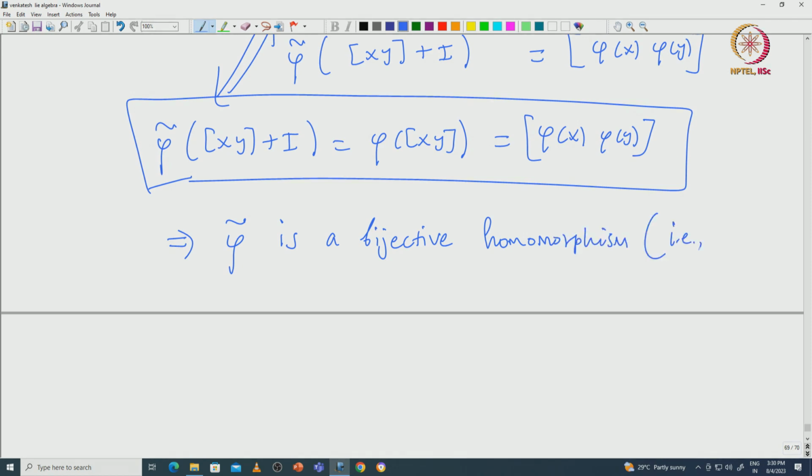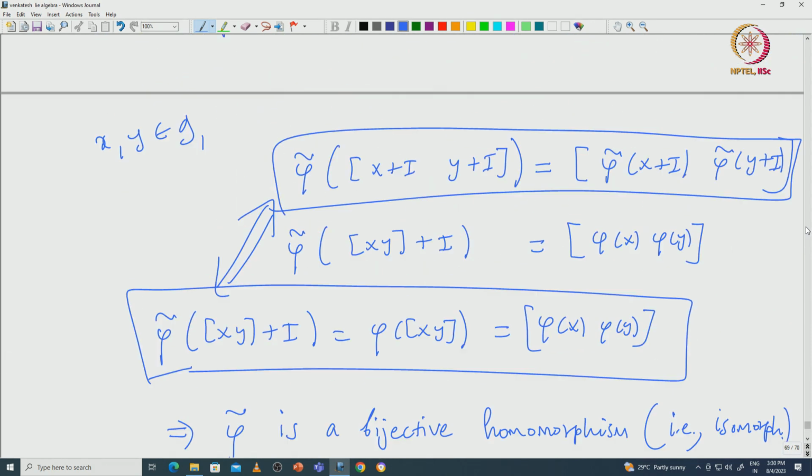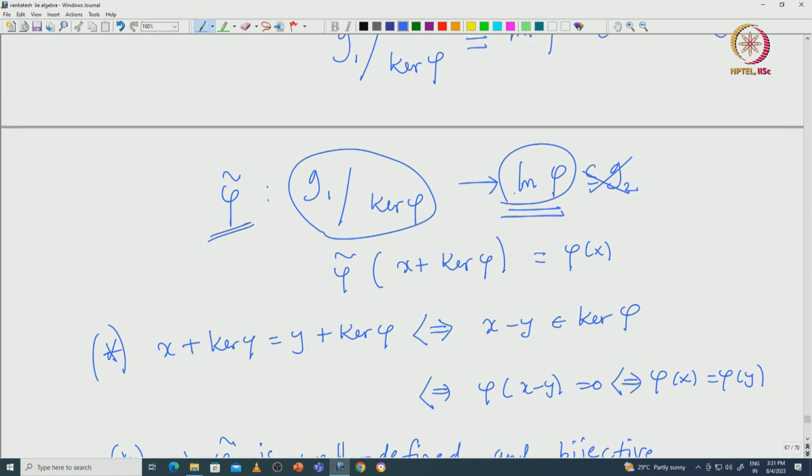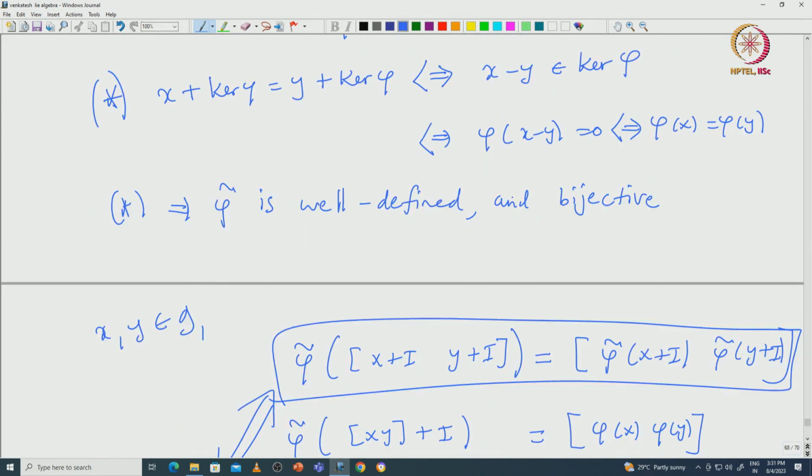So, that means it is an isomorphism. Okay. So, this is actually a very good method to identify what will be your quotient Lie algebra. As long as you can establish this Lie homomorphism from G 1 to some known Lie algebra, and if you can identify the kernel with the ideal that you start with, then you can identify this quotient with that subalgebra of that known algebra. Okay. So, that is how one can identify the quotient.